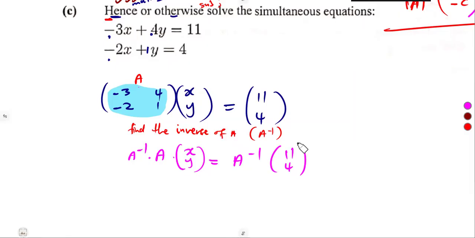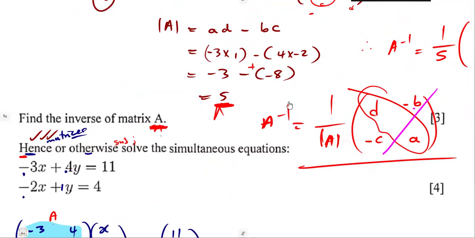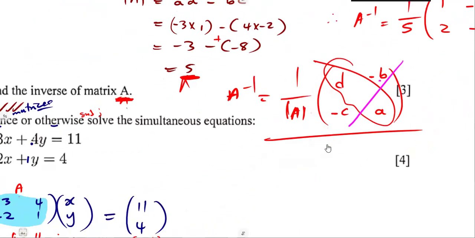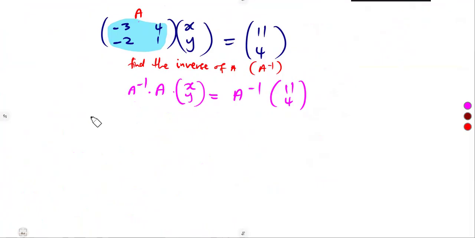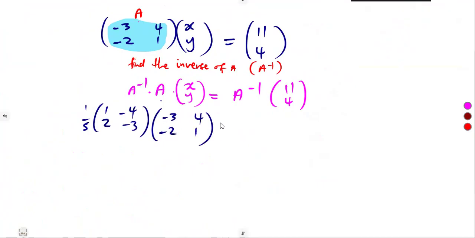Remember, it's an equation. What you do on the left-hand side must also be done on the right-hand side. So let's take our inverse because we already calculated it before. This one is already there. So that's our inverse. Remember, it was 1/5 times the matrix [1, 2; -4, -3], times the matrix A as it is, [-3, -2; 4, 1], times [x; y]. This is equal to the inverse of A as it is.